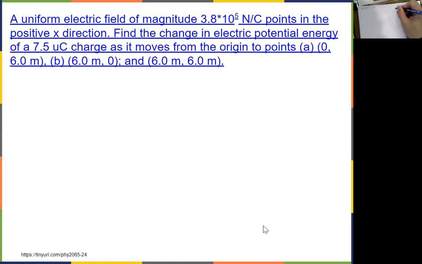So the 3 points are given in X, Y. That means we are looking at a 2-dimensional problem here, from the origin, X and Y. You have your E field in the positive direction. So that's your E field. There's this point 6.0 and 0. There's this one, 0 and 6.0. There's this guy, 6.0 and 6.0. 3 points.